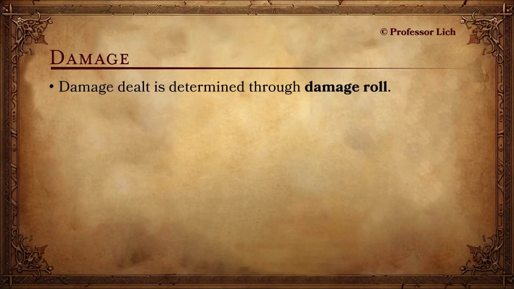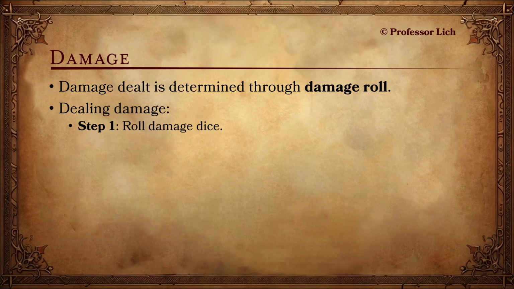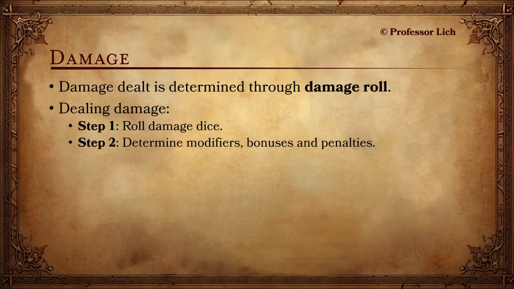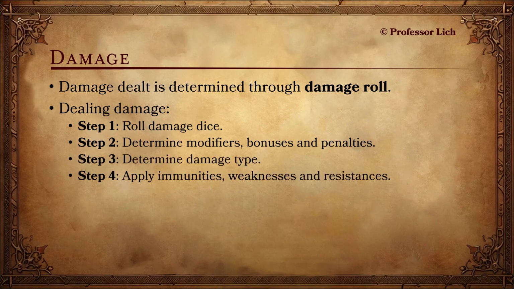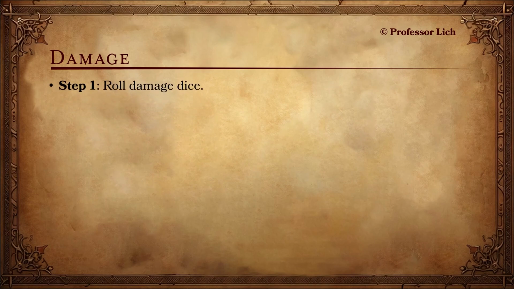Sometimes damage will be given to you as a fixed amount, but more often than not, you will need to roll for damage. You roll for damage by following these steps. So, firstly, you roll damage dice. Then you apply modifiers, bonuses, and penalties. So everything is exactly the same as we have done with checks and with attack rolls. You then determine damage type, apply immunities, weaknesses, and resistances, and then if there is any number remaining, you reduce HP by that amount. Now let's go over these steps one at a time.